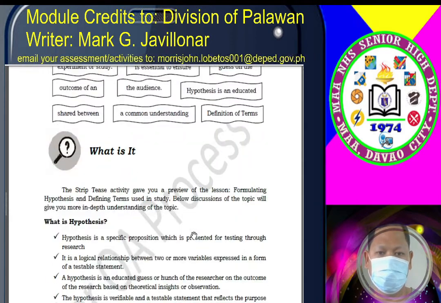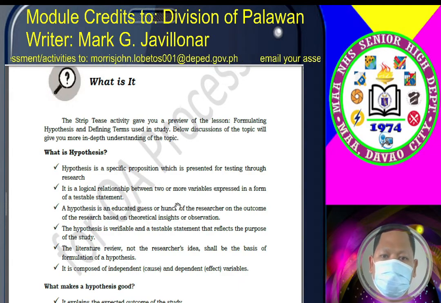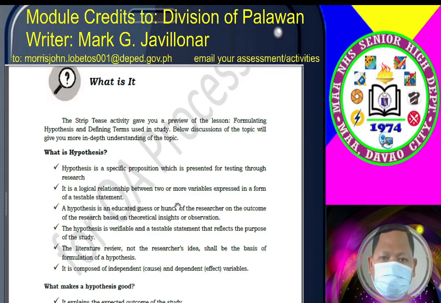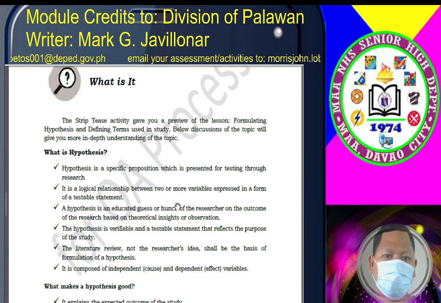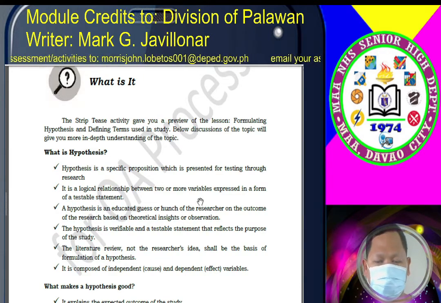Okay, what is it? The striptease activity gave you a preview of the lesson: formulating hypotheses and defining terms used in the study. The discussion of the topic below will give you a more in-depth understanding of the topic. Okay, what is a hypothesis? It is a specific proposition which is presented for testing through research.